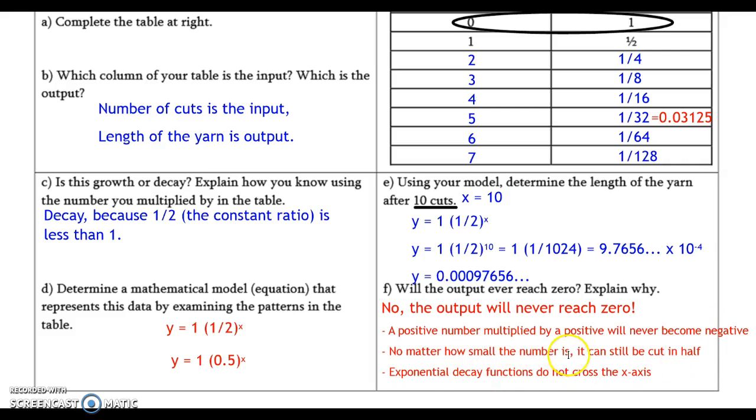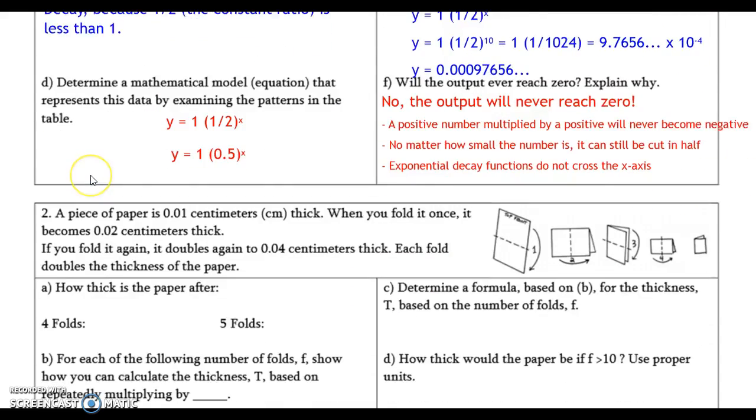No matter how small the number is, it can still be cut in half. Any number that I can give you can be cut in half. That's how numbers work in mathematics. And also the exponential decay functions do not cross the x-axis, so they never get into the negative side. So they never touch 0 and they never become negative. Let's take a look at the next problem.